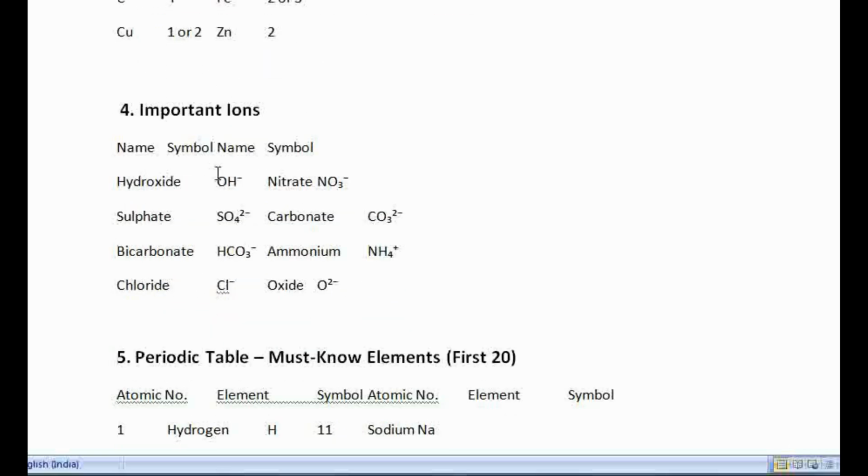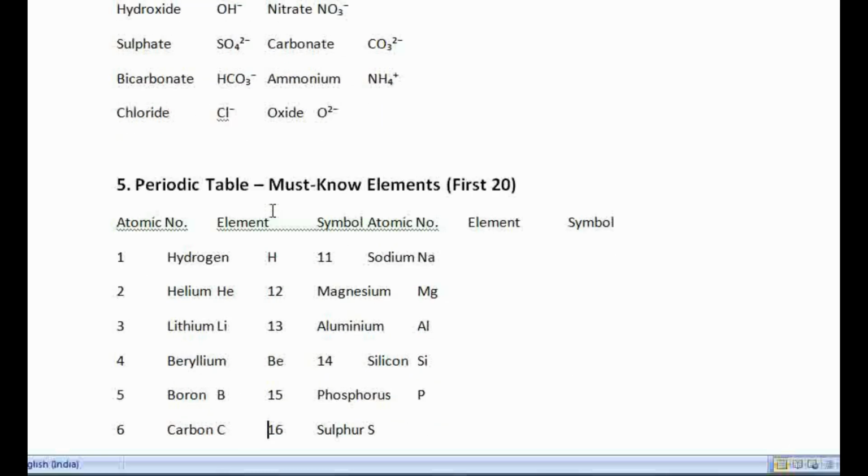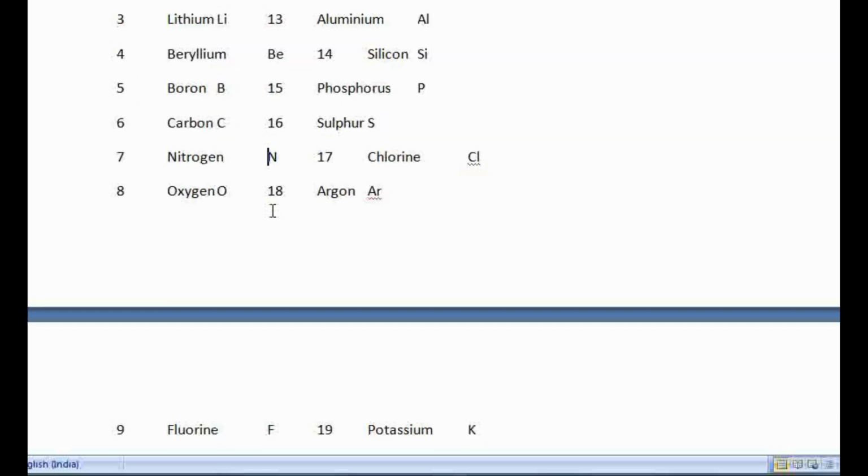So what are important ions? These are very important ions: hydroxide OH minus, next nitrate NO3 minus. So they are very important ions. You should memorize them. And the fifth one is the periodic table.